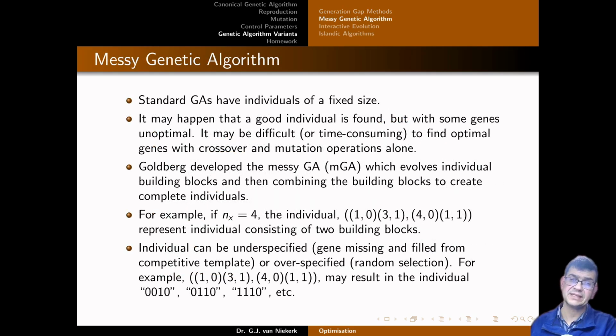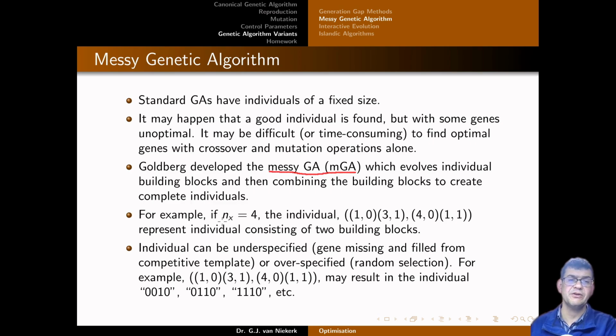Now, standard GAs typically have a fixed size, and it may happen that a good individual is found, but some genes are still not optimal. And it might be very time consuming to find an absolute optimal solution because you only have crossover and mutation to change those specific parts in the individual's chromosome. Now, Goldberg developed what's known as the messy GA, or MGA. This algorithm evolves individual building blocks, and then it combines these building blocks to create complete individuals.